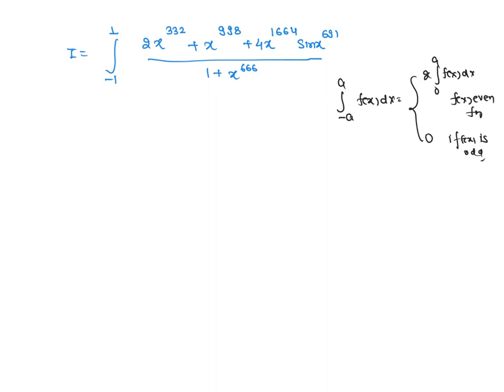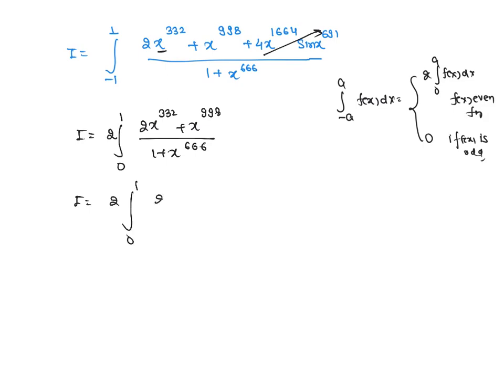Correct? Now if I take I equals 0 to 1, 2 times, because 2 power x 332 plus x power 998 is an even function, and this other term is an odd function, so it will get cancelled. 1 plus x power 666 will come. Correct? So I equals 2 times 0 to 1, 2 plus x power 666 if I take x power 332 common, divided by 1 plus x power 666. Correct?